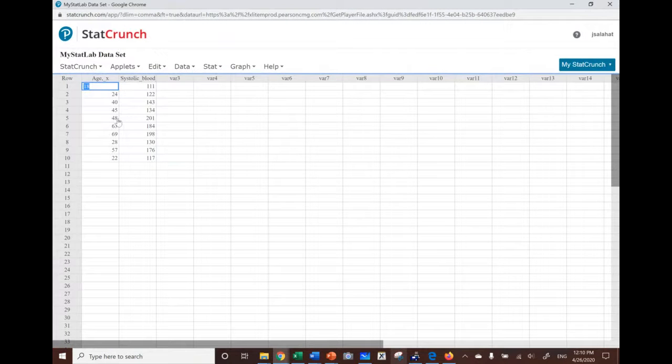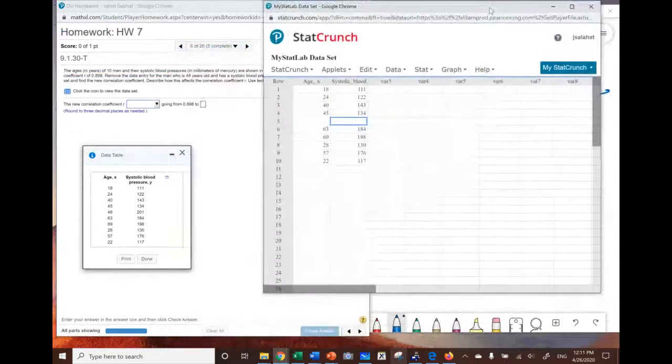I'm going to put my data into StatCrunch. Then after that, they told me to remove this man with the 48. So I'm going to click on the 48, remove it, and click on 201, remove it. I'm going to click the age of the man and his blood pressure. Completely, that man is gone now from my calculations. So the next step is they ask me to calculate the new R.